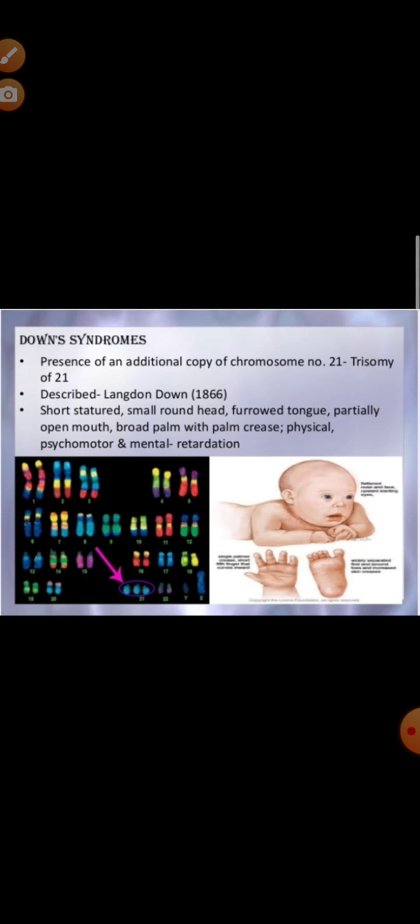What are the symptoms of Down syndrome? How can you understand that this person is suffering from Down syndrome? That person will be short statured with a small round head. A partially open mouth can be found and a protruding furrowed tongue can also be seen. Their palm will be broad with a characteristic palm crease, and slow mental development will take place in those children who are suffering from Down syndrome. Clear?